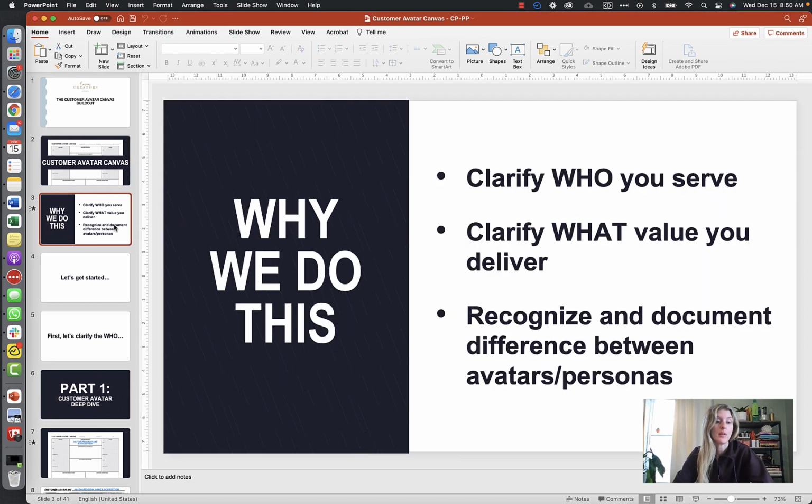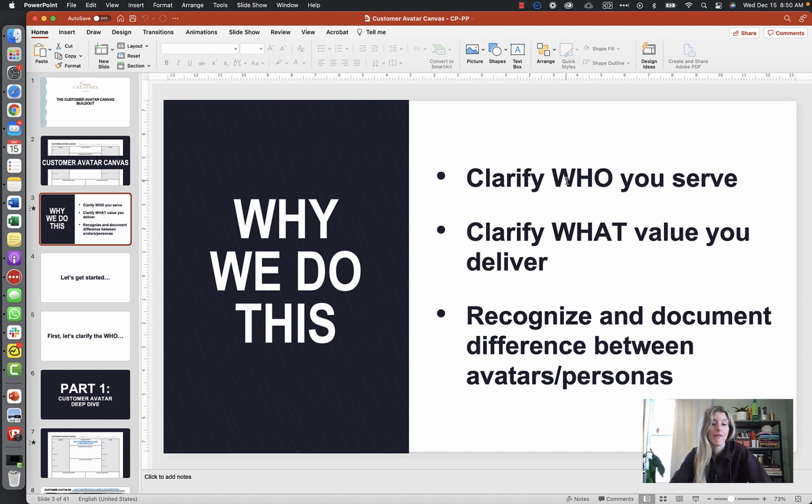And we do this because we want to clarify who you serve. And as schools and school administrators, you serve parents and you serve the children who attend your schools. We want to clarify what value you deliver, why parents should pick your school over another. And we want to recognize and document the difference between different avatars and personas.